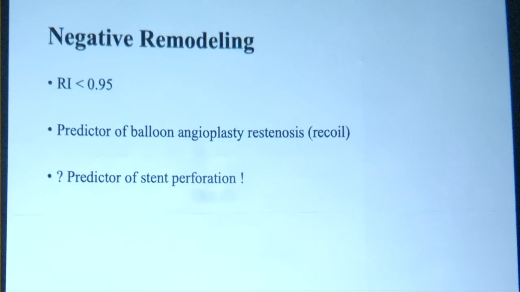So if your lesion EEL area is less than 95% of the average of proximal and distal cross-sectional EEL area, you have what is called negative remodeling. In the balloon angioplasty days, this was a very strong predictor of restenosis, predominantly because of recoil. Right now, in the stent era, I believe it's a predictor of perforation, and so it is still a predictor of poor outcomes.